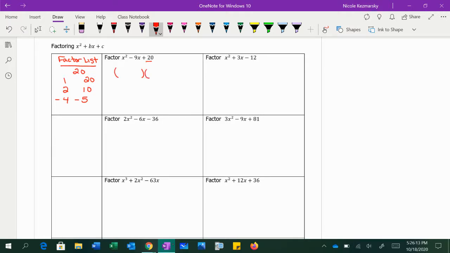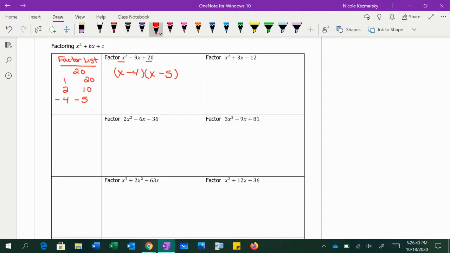So trinomials come from double distribution. So I'm going to put my -4 and my -5 in the second position in my 2 binomial answer. To get the x squared, I do x times x. Okay, and if I do the box on that, or if I do double distribution, that will get me my original problem.